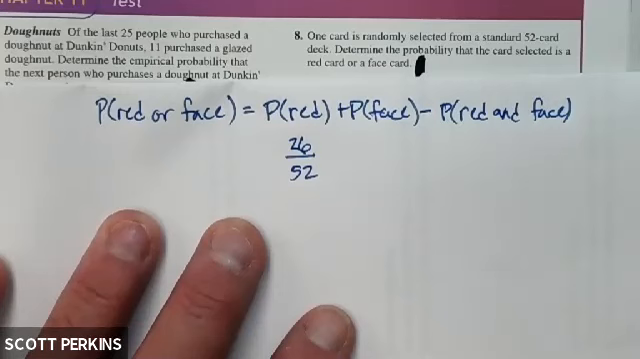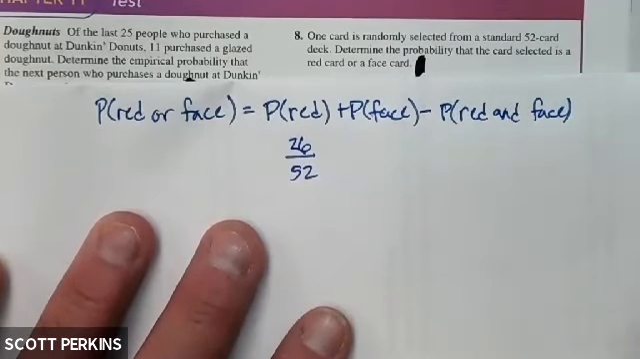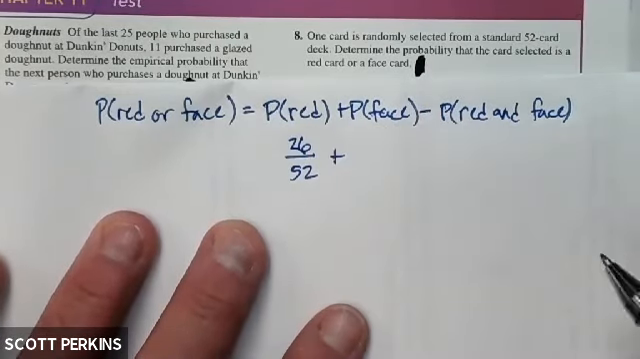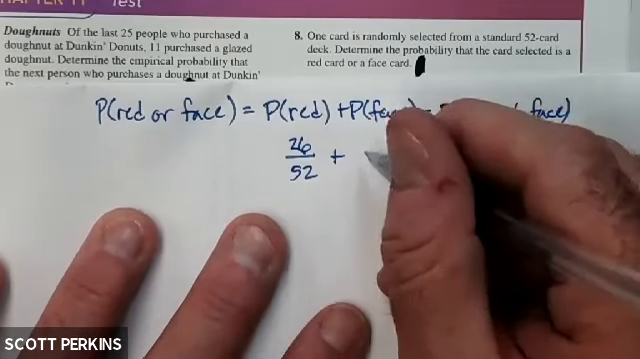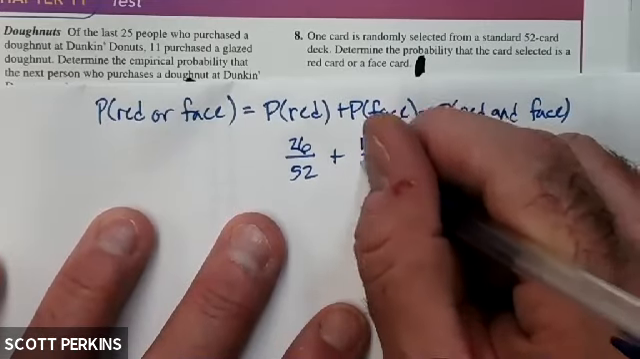I will ask some card problems on the test, but I will have a picture of the deck of cards projected for you. I don't want you to stress about that. Okay, plus the probability of a face card. How many face cards? Do you remember how many face cards there are in the deck? Yeah, there's 3 of each. There's a jack, a queen, a king of each suit, so there's 12 out of 52.